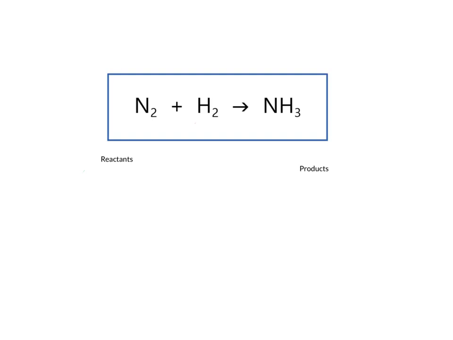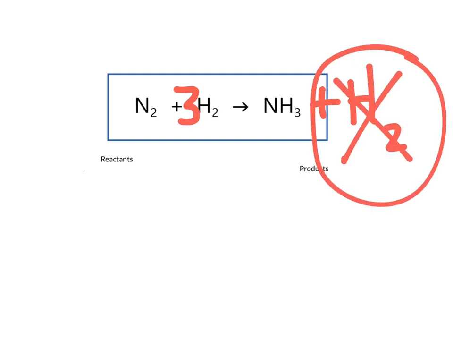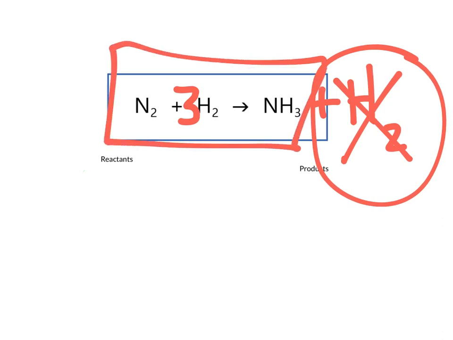Here are some rules when you're balancing equations. You are only ever allowed to change the big numbers. I am allowed to put a 3 in front of the hydrogen, but I am not allowed to put a 3 under the hydrogen. You are never able to change the small number. You have to leave it alone. Only the big number can be changed. You cannot add or subtract any elements or molecules. You have to stick with what you are given.